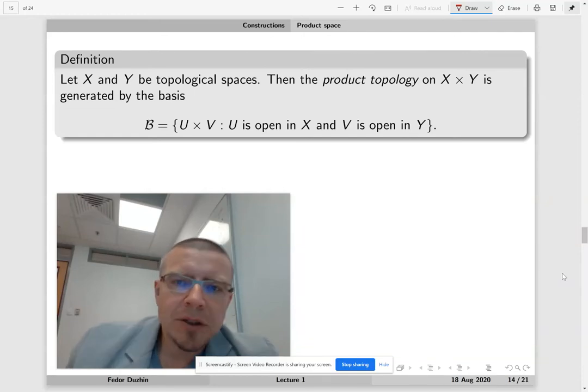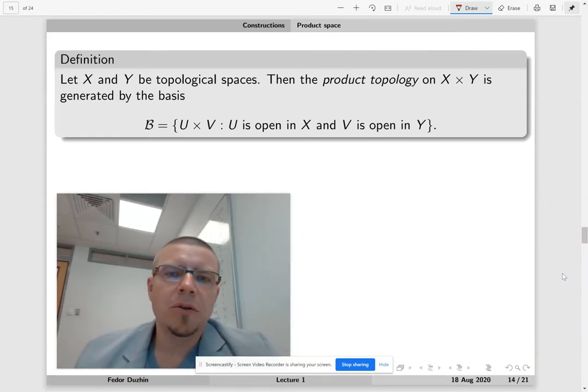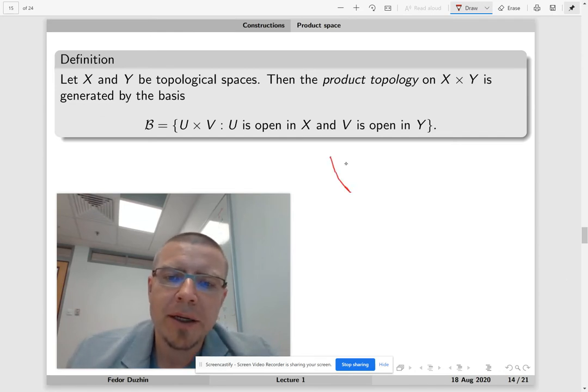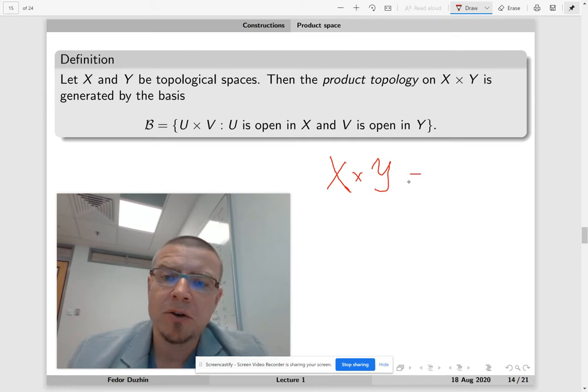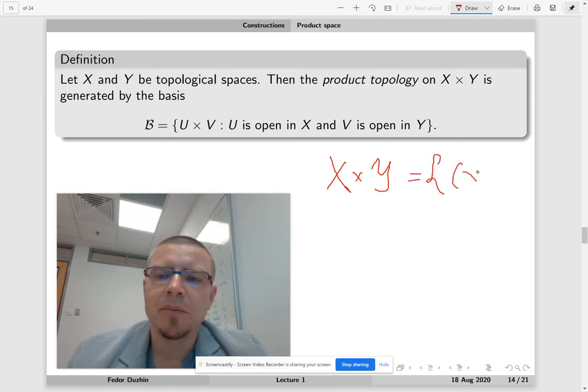So the next construction that we are going to look at is the product topology, right? Basically, if we have two topological spaces, X and Y, then we can consider their Cartesian product, X cross Y. Recall from Foundations of Mathematics that X cross Y is the set of all possible pairs (x, y), where x belongs to X and y belongs to Y.